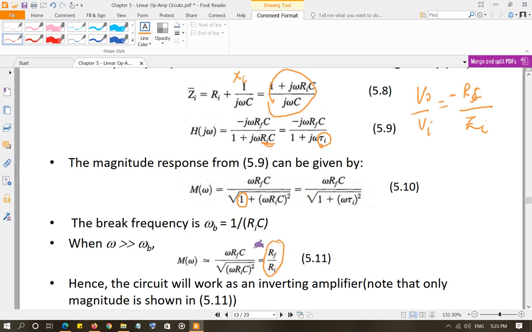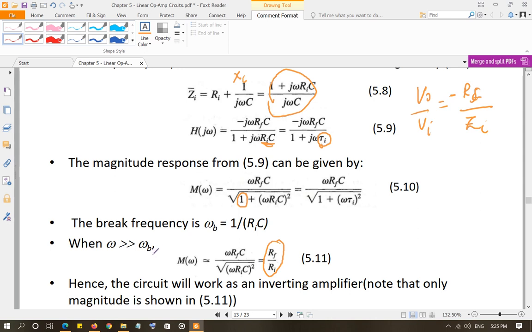What does this show you? That for higher frequencies, this circuit again is going to work as an inverting amplifier. Remember, this is just a magnitude, so it is not showing you the negative sign over here, right? It is working as an inverting amplifier with the gain of RF over R input when the frequency is quite larger than omega B.